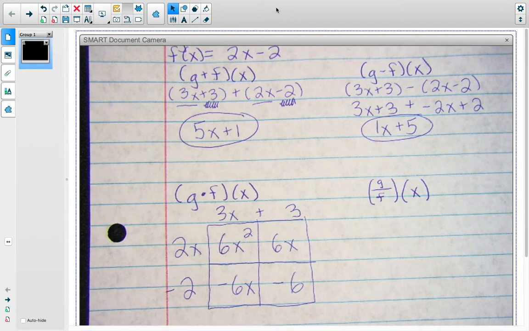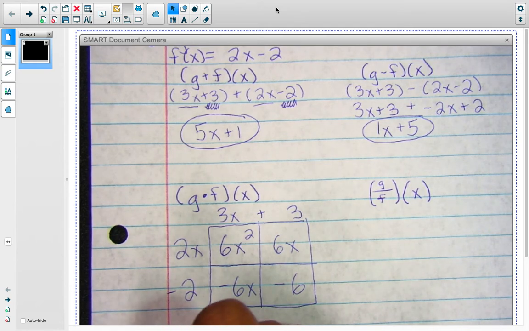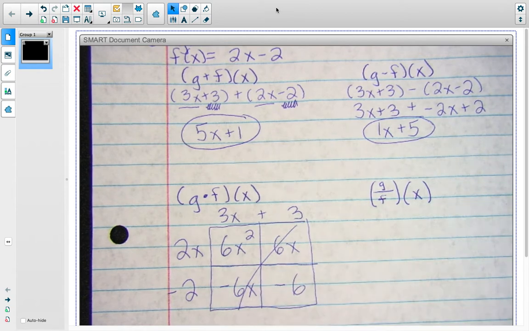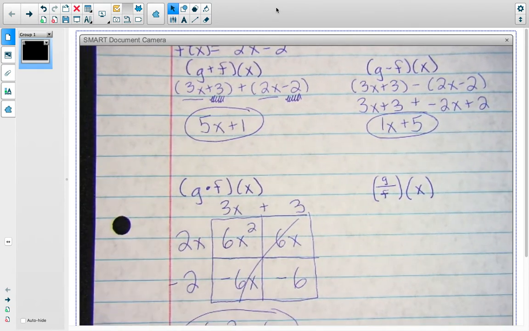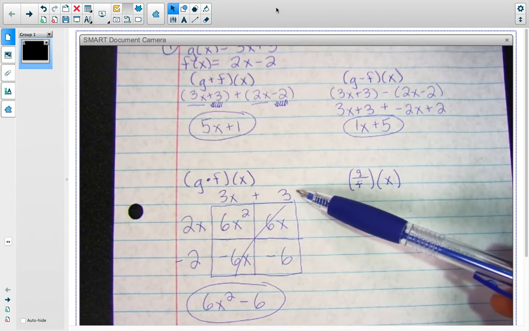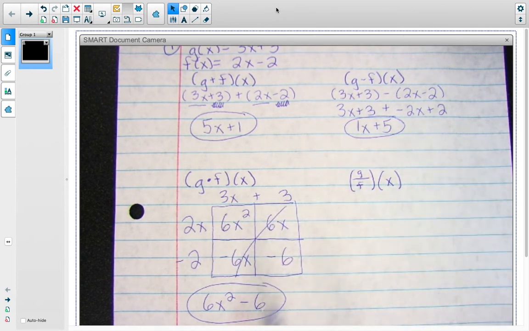Now when I multiply this, I'm going to combine like terms. 6x squared is the only squared term in the problem. 6x minus 6x cancel out and make 0. And then I have negative 6. So when I multiply these two functions, 3x plus 3 times 2x minus 2, that gives me 6x squared minus 6.